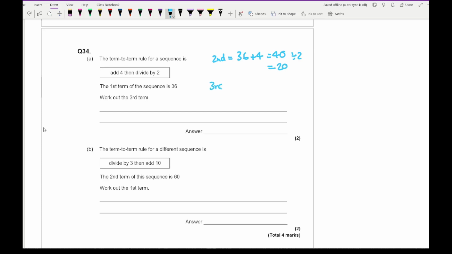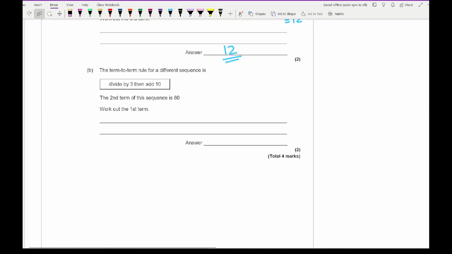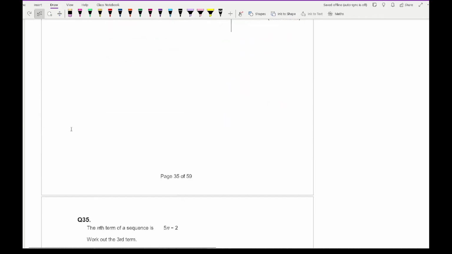So then the third term is going to be 20 plus 4, which is 24, divided by 2, which is 12. And the next one says that the term-to-term rule for a different sequence is divide by 3 and add 10. If the second term is 60, work out the first term. So what we need to do here is do the opposite. The last thing I did was add 10, so I'm going to do the opposite of that, which is take away 10. That gives me 50. And then the opposite of dividing by 3 is to times by 3, which gives me 50 times 3, which is 150.